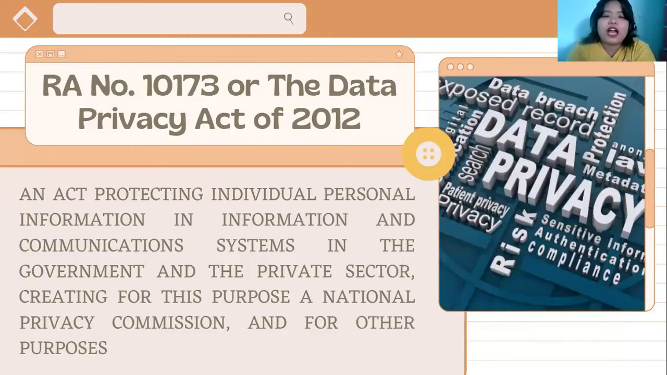Let us now move on to RA number 10173, or the Data Privacy Act of 2012. Republic Act number 10173, otherwise known as the Data Privacy Act, is a law that seeks to protect all forms of information, be it private, personal, or sensitive. It is meant to cover both natural and juridical persons involved in the processing of personal information.